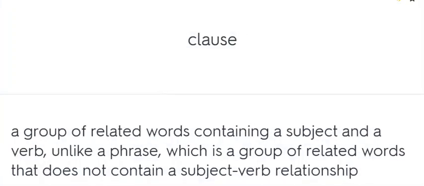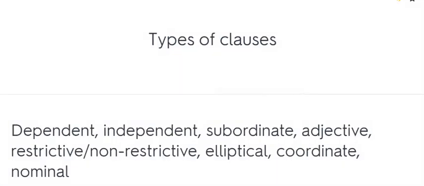Clause. A group of related words containing a subject and a verb, unlike a phrase, which is a group of related words that does not contain a subject-verb relationship. Types of clauses: dependent, independent, subordinate, adjective, restrictive, non-restrictive, elliptical, coordinate, nominal.